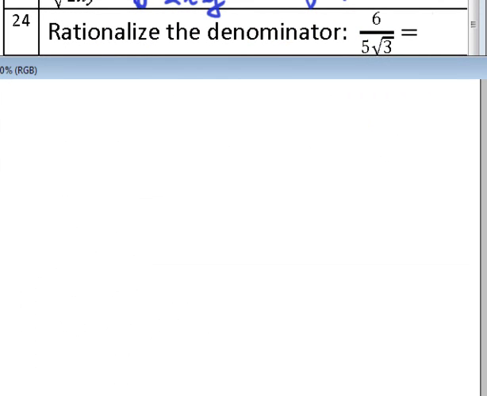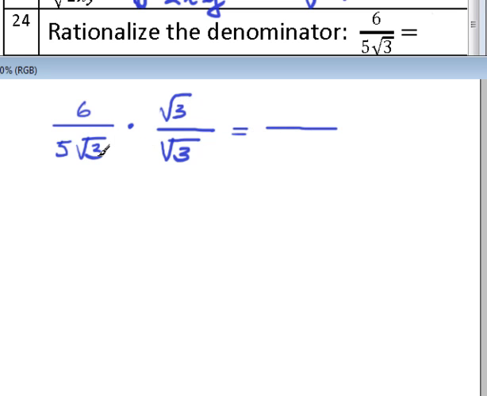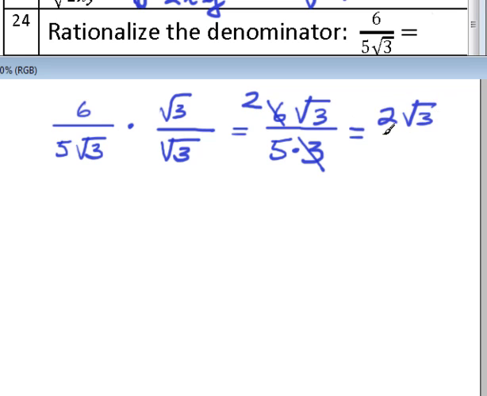Number 24, we're rationalizing a denominator. So we have 6 divided by 5 square root 3. And we'll multiply top and bottom by radical 3. And what that does in the denominator, we have radical 3 times radical 3, which is 3. So we get rid of the radical from the denominator. And we can do some canceling here. 3 divides into 6. So we have 2 root 3 divided by 5.